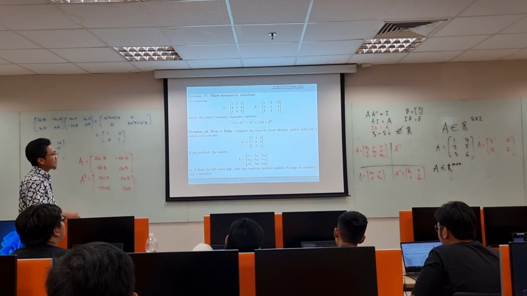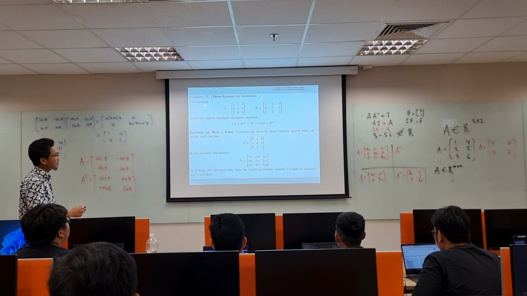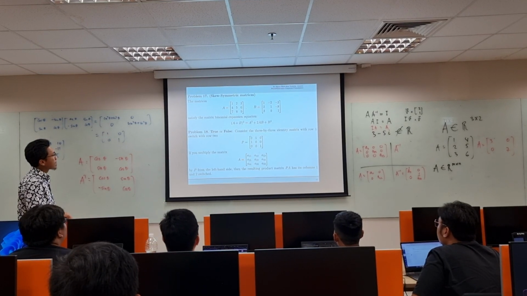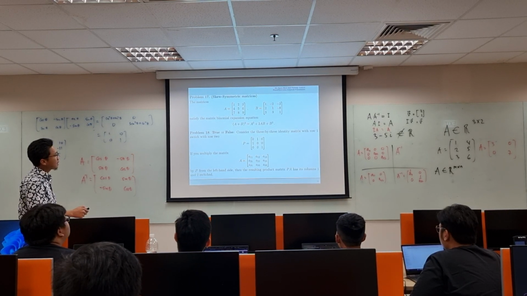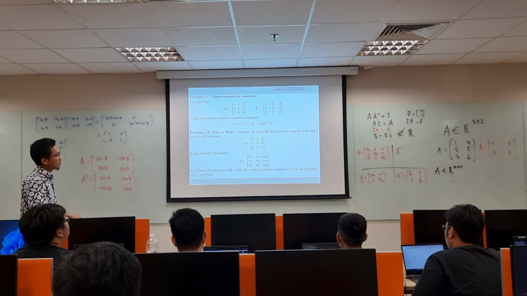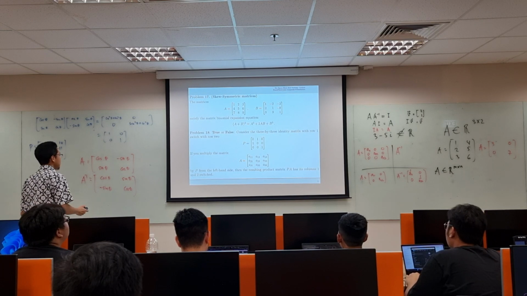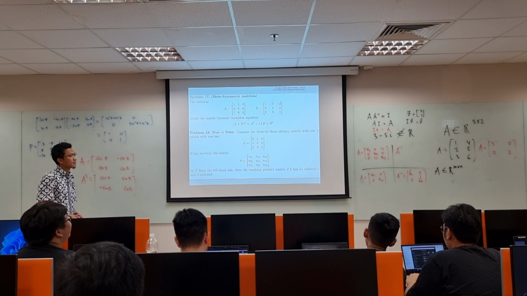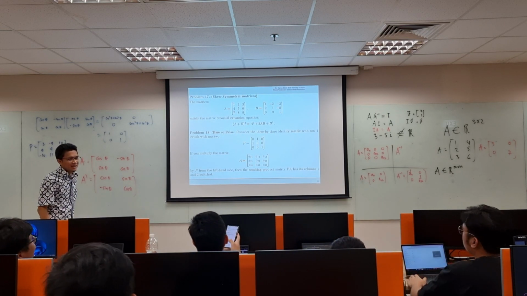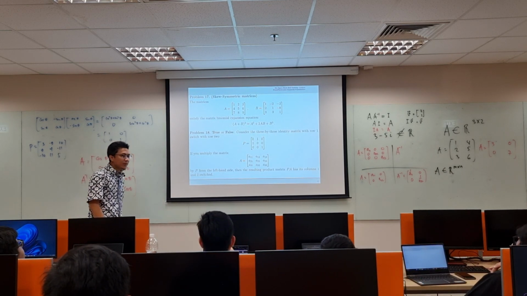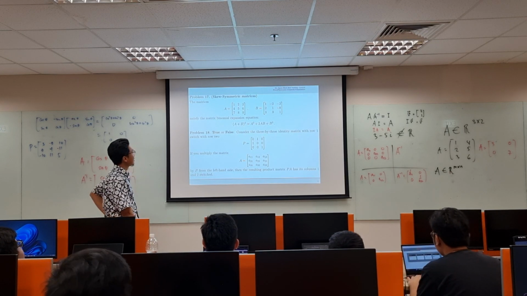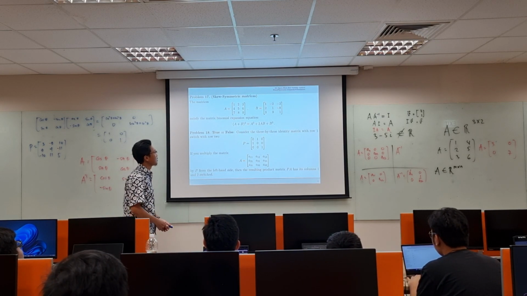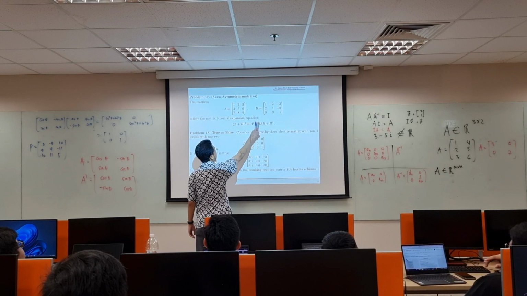Okay, number 17. Discuss this one first. Is this true or false? This matrix satisfies this equation. What do you think? You know how to do matrix multiplication? Yes. So I can ask you this: A squared, is this true for this matrix?